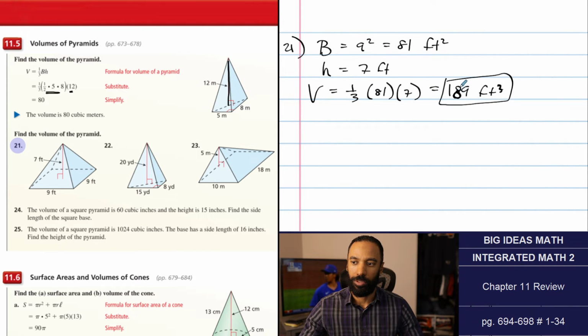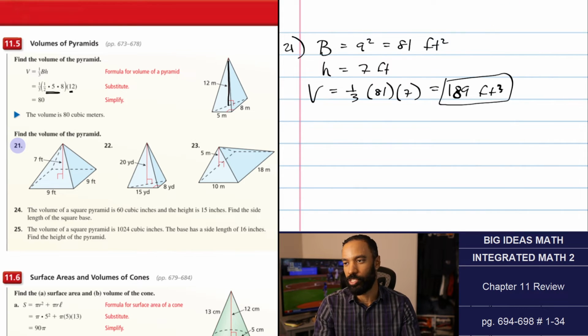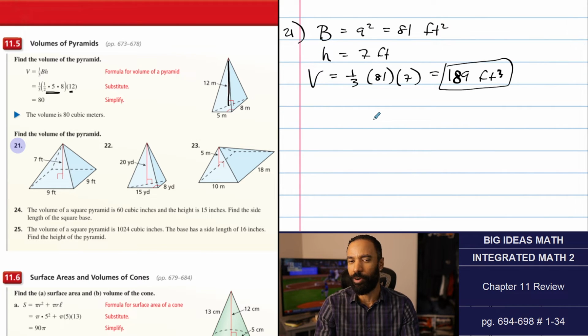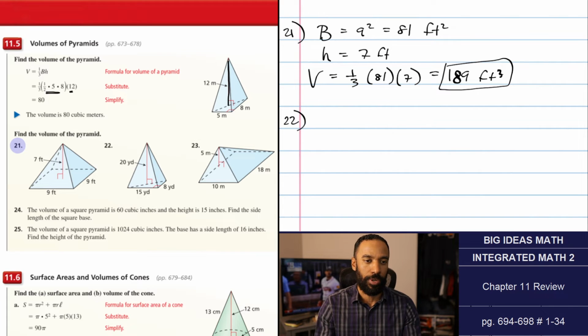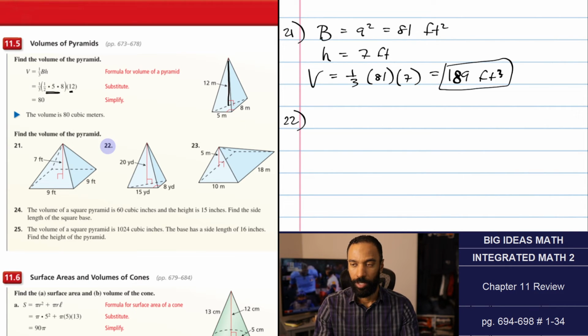Now, you'll notice in 11.6 and 11.7, we do surface area of cones and surface area of spheres. We don't do surface area for these ones. I believe it's saved for IM3. I don't know why, but I believe they save it for IM3, if you're curious as to why we're not doing it yet.